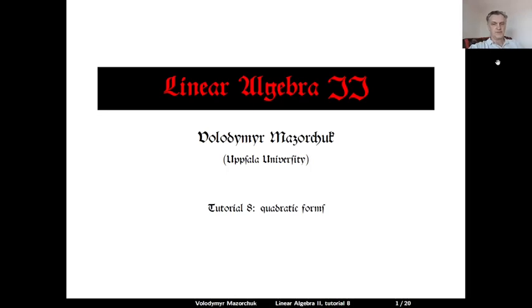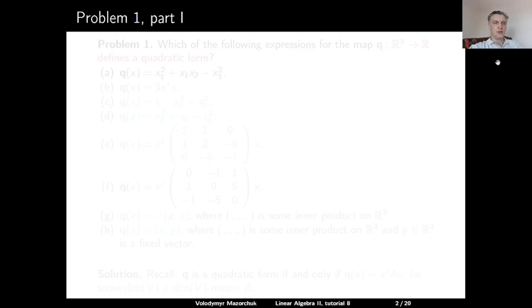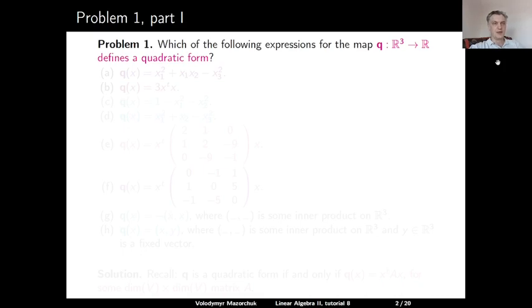Linear Algebra 2, Tutorial 8, Quadratic Forms. Problem 1. Which of the following expressions for the map Q from R3 to R defines a quadratic form?